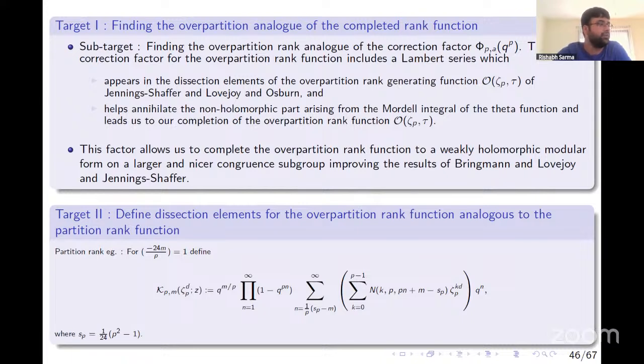So the second target is to define the dissection elements of the overpartition rank function, because we are looking at the symmetry of those dissection elements. Here is what the dissection element for the rank looks like. For when minus 24m is a quadratic residue modulo p, we did not have those correction factors, and we do have the correction factors when minus 24m is a non-residue modulo p.